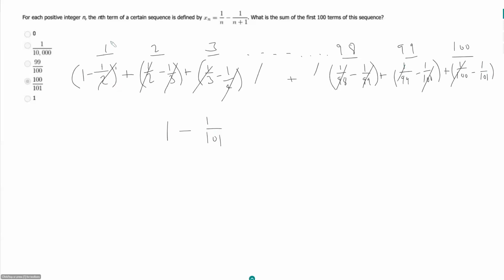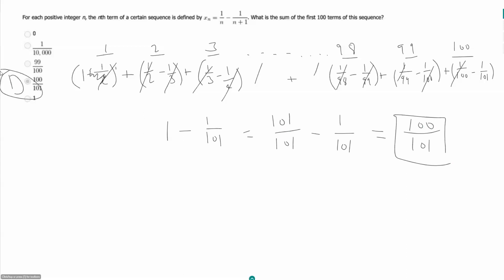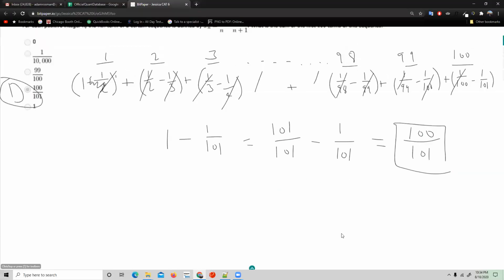So in case you were wondering about this minus sign here, this whole thing gets canceled out by the positive 1/2. So it's just 1 minus 1 over 101. So this is 101 over 101 minus 1 over 101, which is 100 over 101, which is D. Pattern recognition. Very helpful on the GMAT.